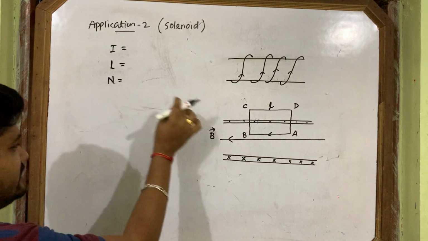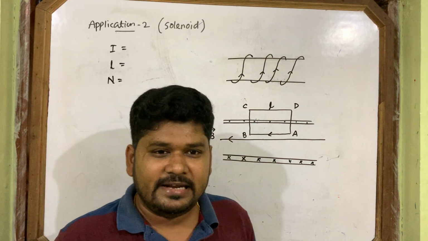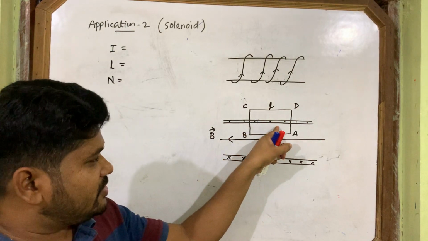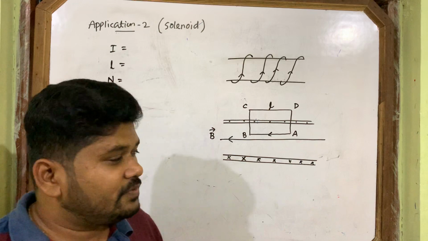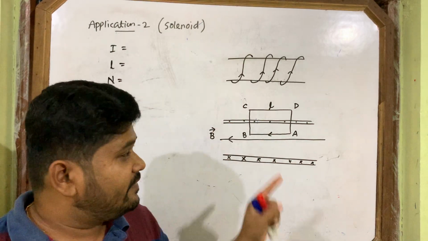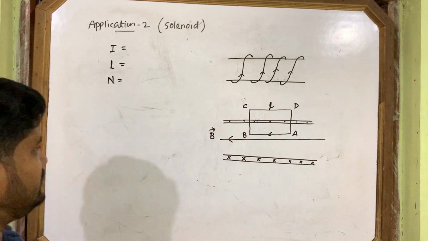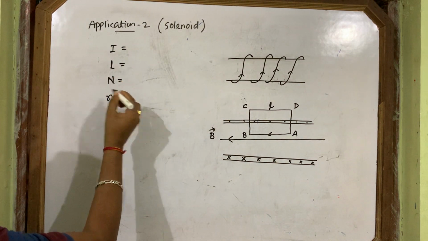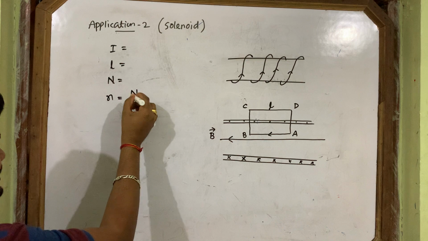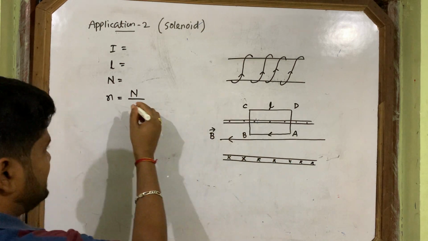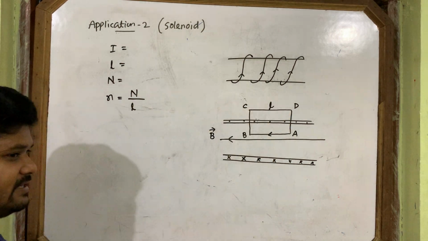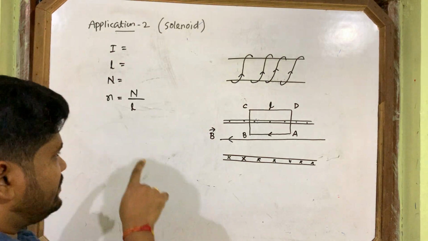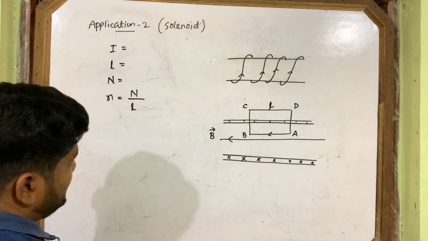Capital N, we will not take as 3 turns; we will take N number of turns entering. Capital N number of turns enter into the rectangular loop ABCD of length L. So what is the number of turns per unit length? Capital N turns are present in length L, so I take N by L as small n. Okay, small n is the number of turns per unit length.